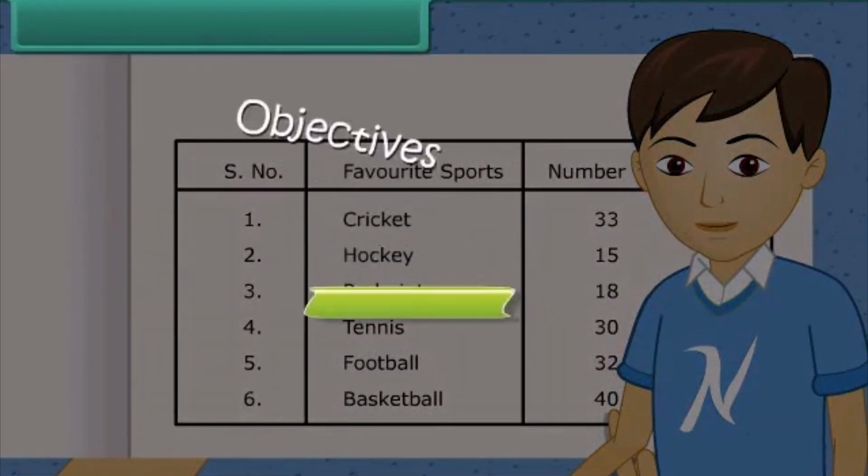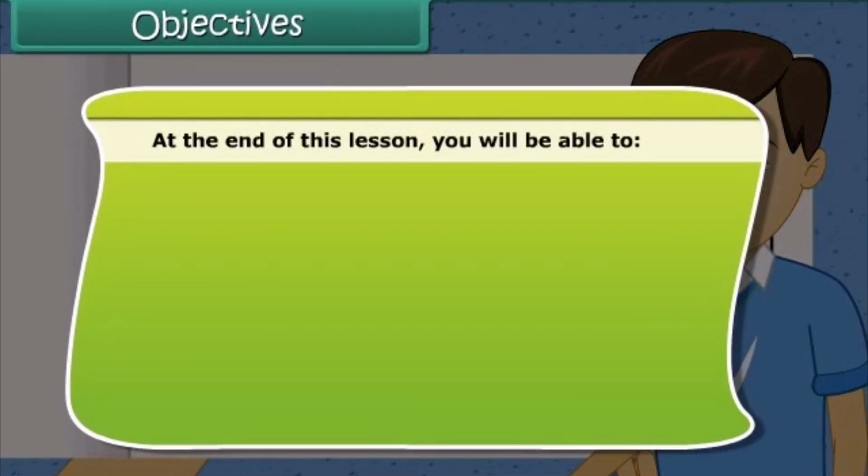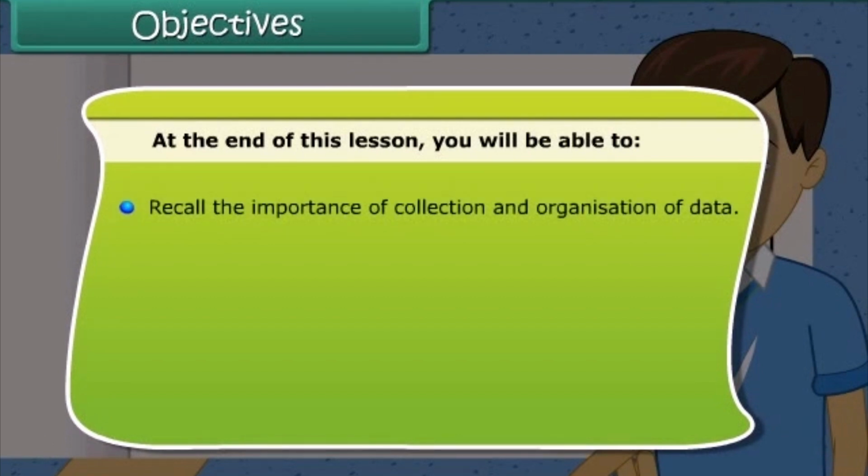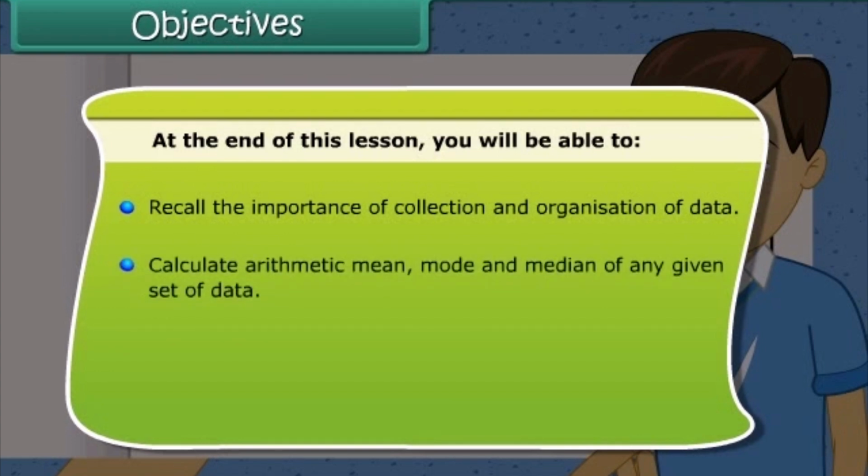Objectives. At the end of this lesson, you'll be able to recall the importance of collection and organization of data, calculate arithmetic mean, mode, and median of any given set of data, and determine the range of a set of data.